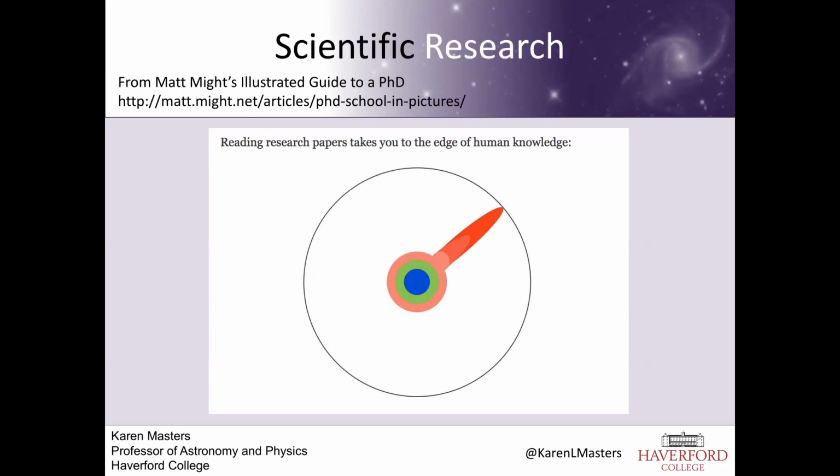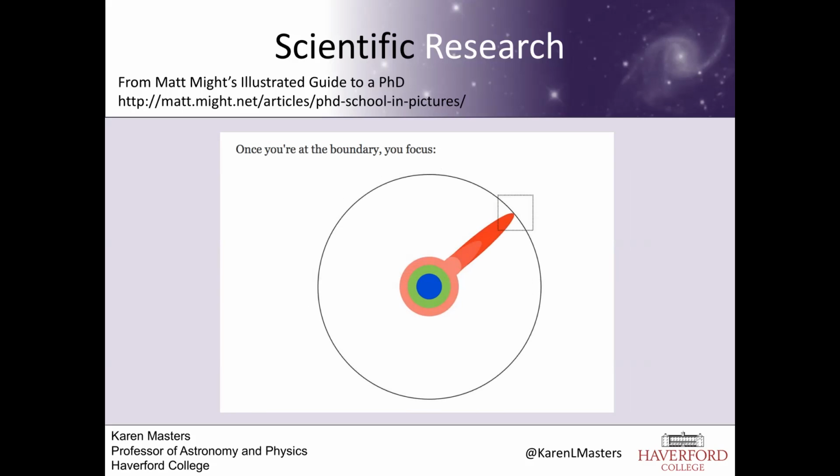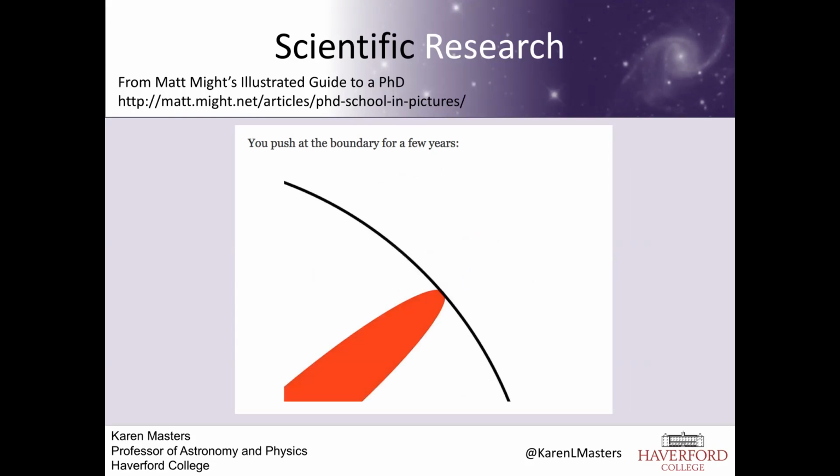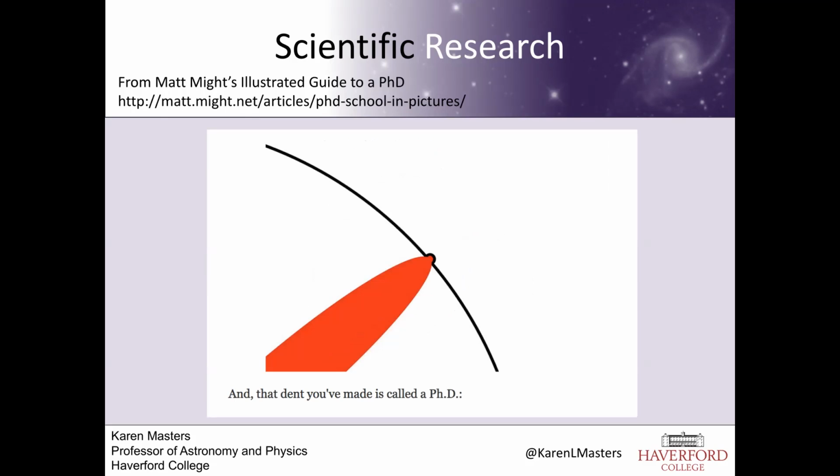If you read research papers, you are reading in a specific topic right to the edge of human knowledge. So you're really pushing out in one direction right to the edge. And there at the boundary, you're going to need to focus. As you're doing your research, you'll be pushing at this boundary for a few years until you add a little bit to the sum of human knowledge. This cartoon is meant to illustrate what a PhD is, so that's obviously a rather more substantial body of research than you're engaging in right now. But even so, that little tiny dent you've made is really what the PhD is.